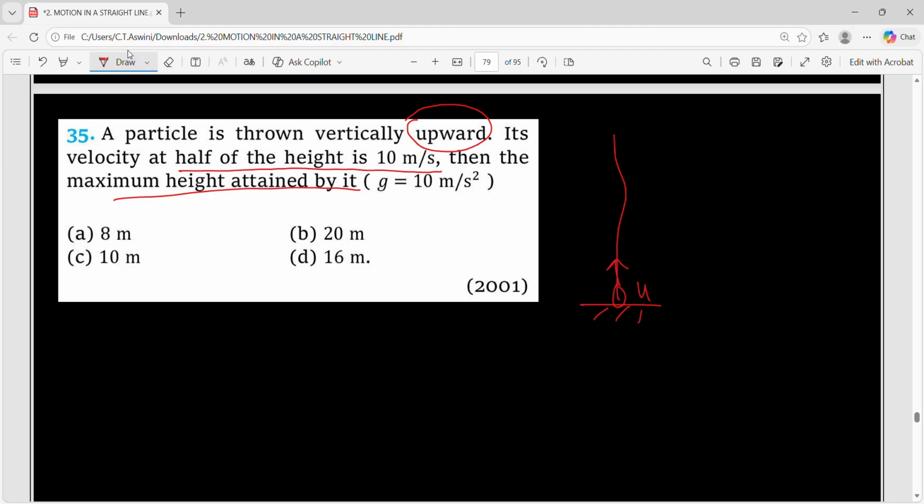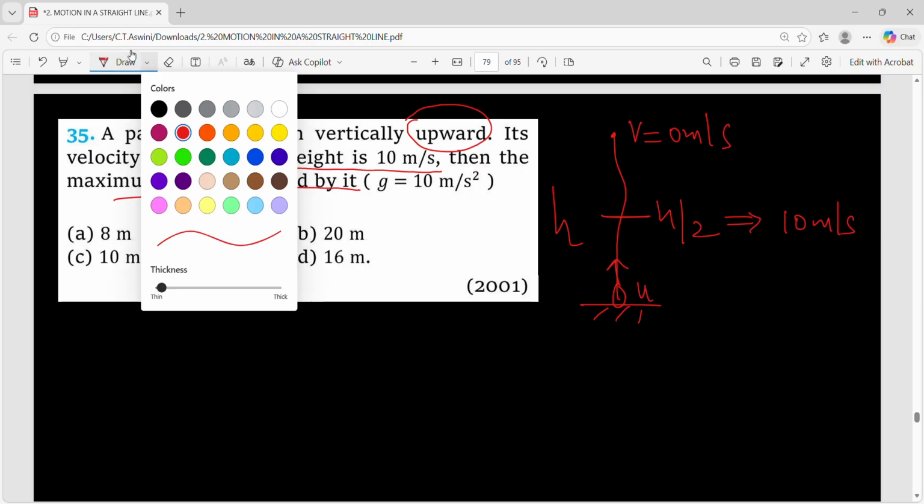It was projected with some initial velocity. We don't know what was that. Final velocity will be 0. And this is the maximum height. At half the maximum height, what is the speed given? 10 meter per second. So it's the same scenario, will follow the same concept.